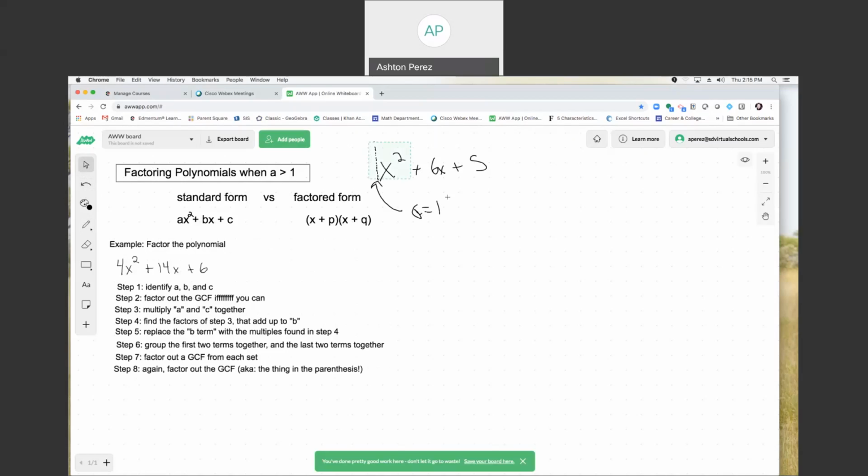Now, if a is not equal to 1, then there's a different set of steps that you need to take to factor the polynomial. And that's what we'll be doing today. So we're going to get a polynomial in standard form that looks like this: ax squared plus bx plus c. And we want to factor it into factored form. Okay, so that's our goal.